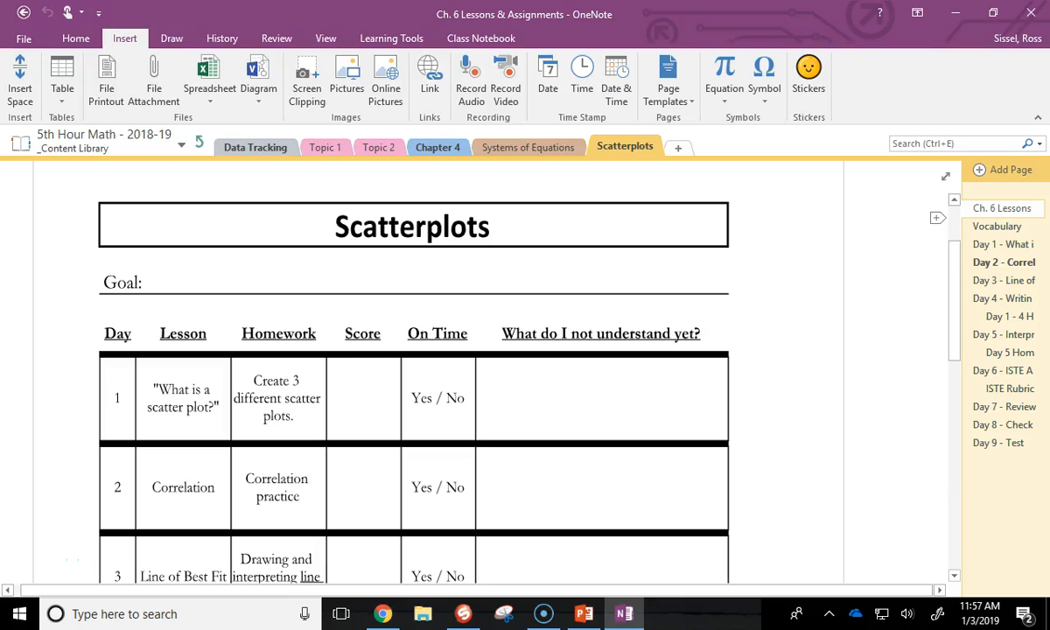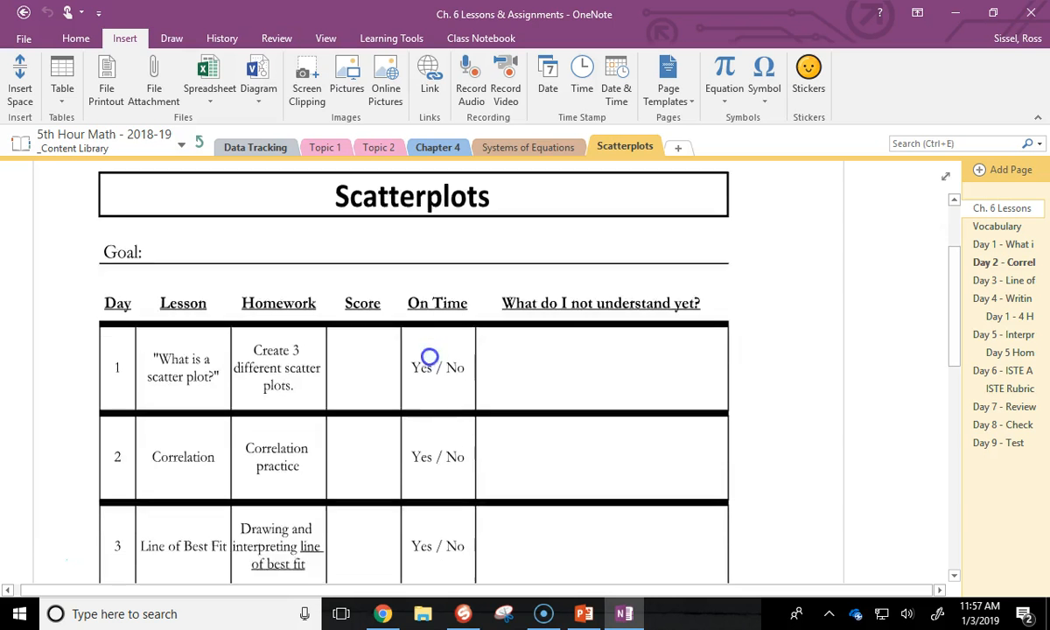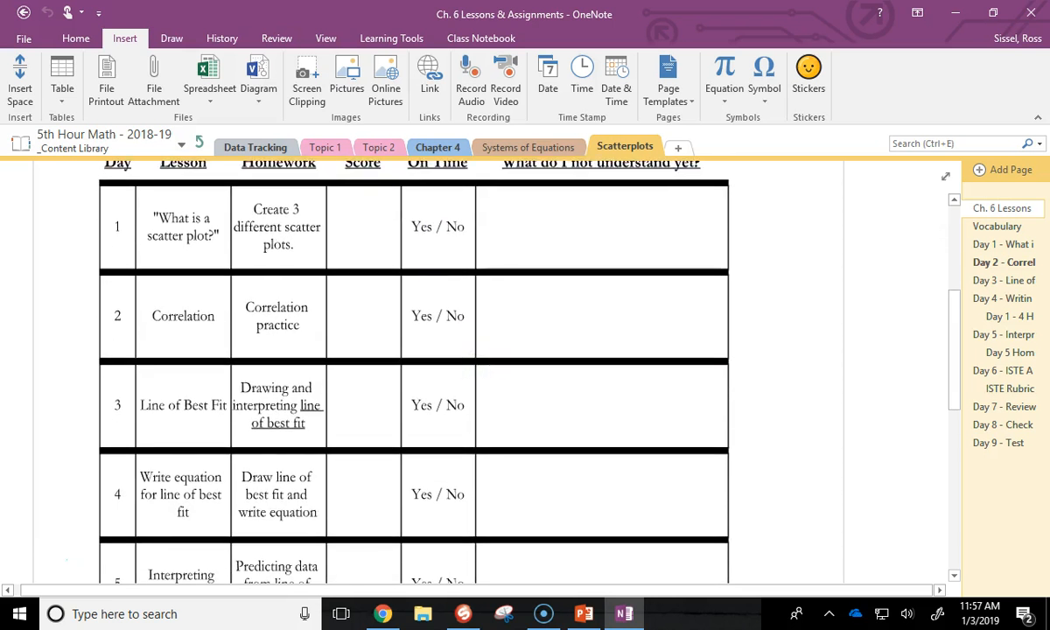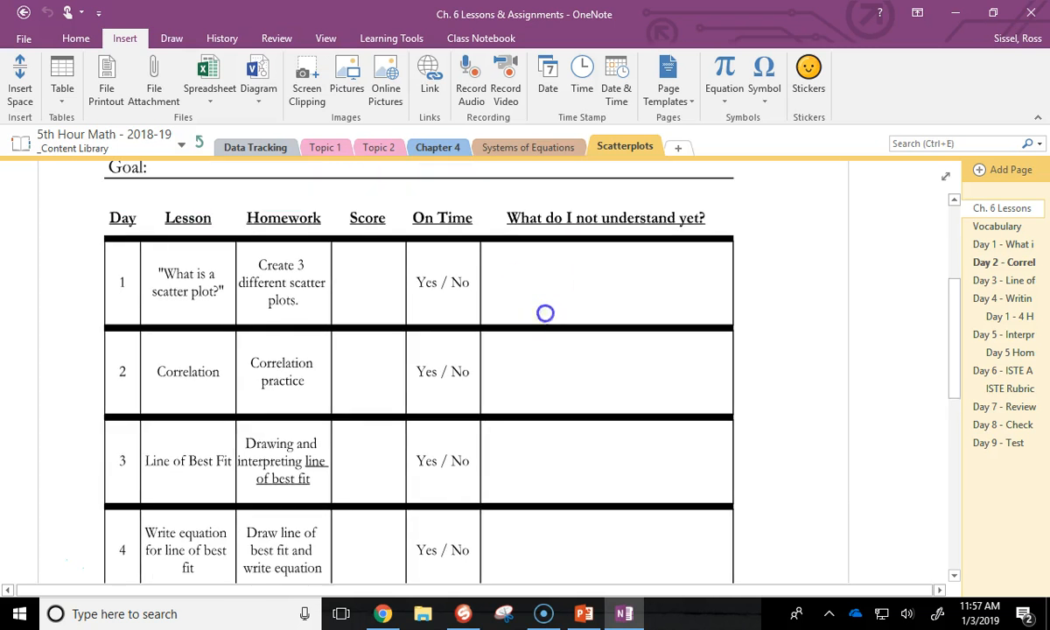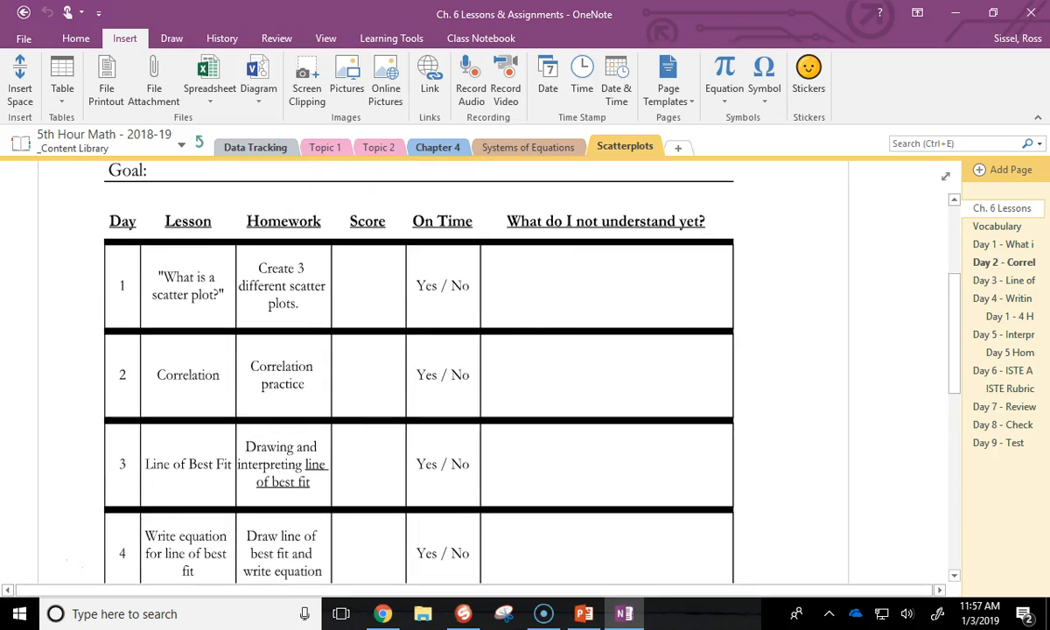Alright, so when I hand these out, this first page, make sure you have glued it in your notebook by tomorrow. You're going to see it lists every day's lesson and what the homework will be. Every day we're going to score, right after you grade it, you're going to write your score and say, did you turn it in on time? And we'll have a quick reflection part. Nothing much, just a couple words.